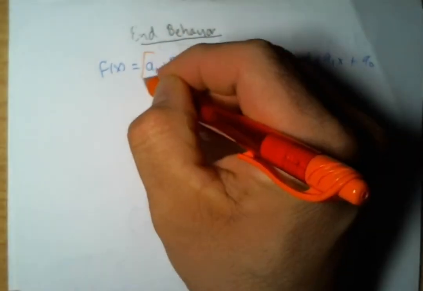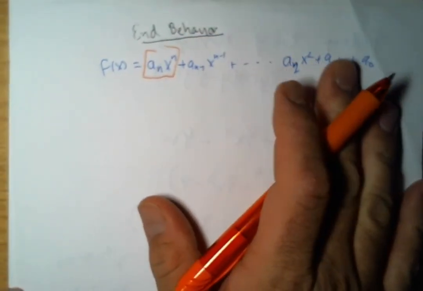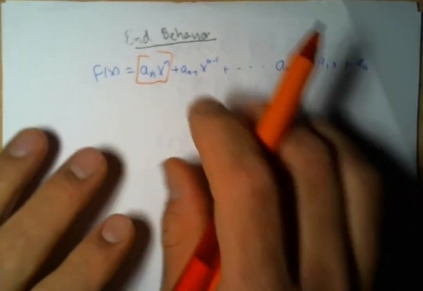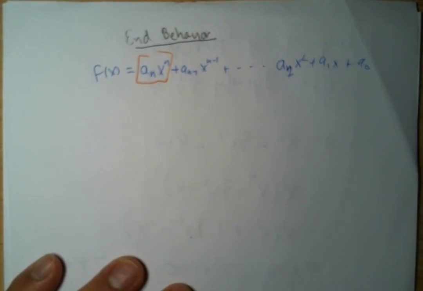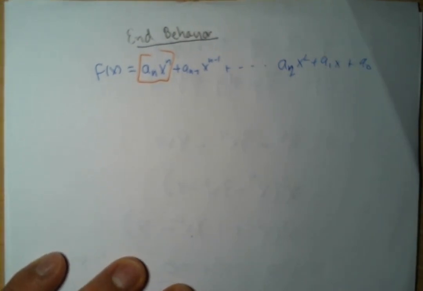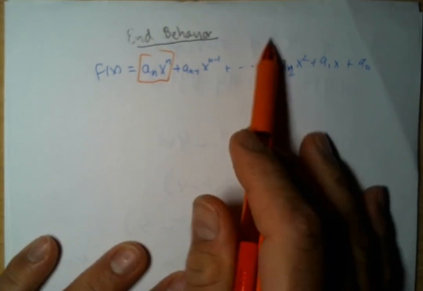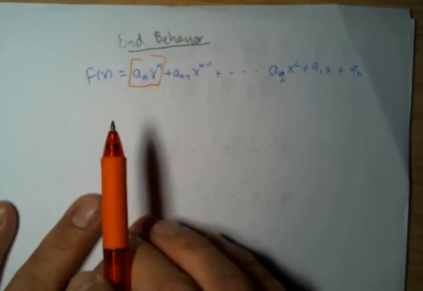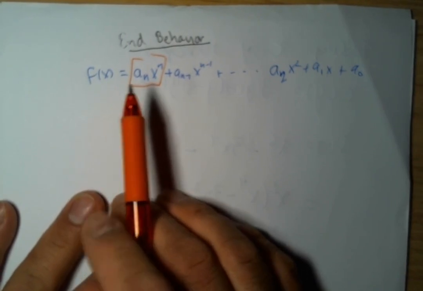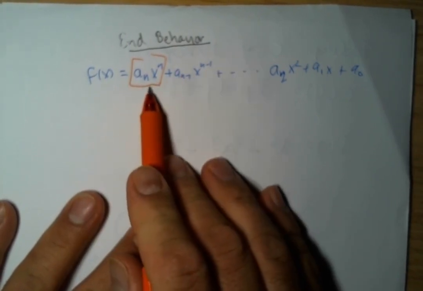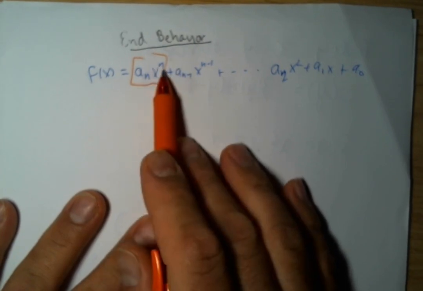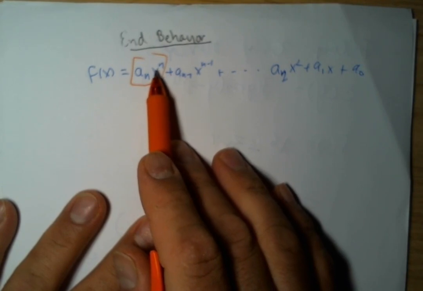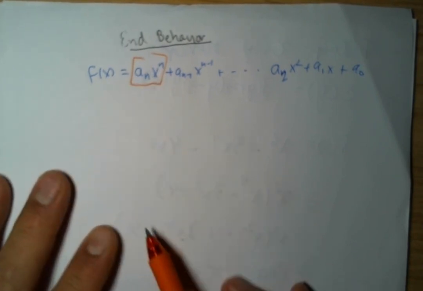Now the rest of the polynomial will essentially determine the local behavior, what happens in the local sense, near the origin. But as we get further and further out to infinity and in the other direction, negative infinity, as x goes in that direction, then the leading term, the leading coefficient and the leading power, is what's going to determine the behavior of the graph.